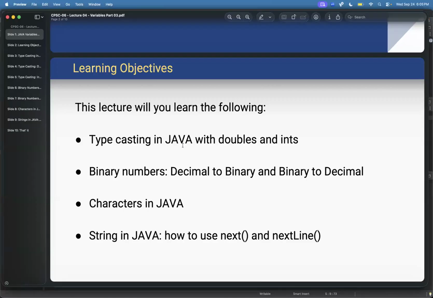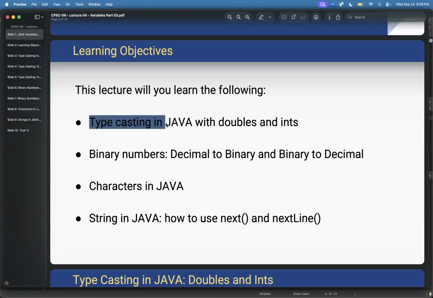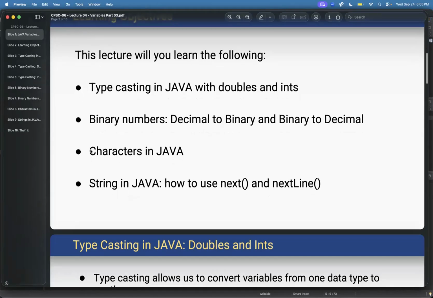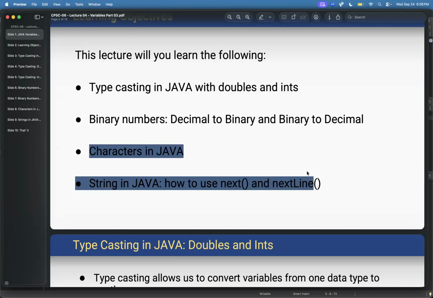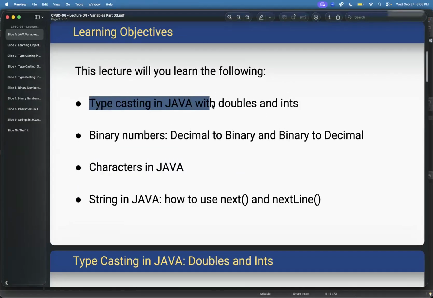All right. So typecasting, which we're going to talk about soon, binary numbers, which is decimal to binary and binary to decimal both ways, and then we have characters in Java. Characters are like letters or symbols on the keyboard. It's likely that I will not be able to do characters and strings in this video without it going over an hour. So we'll at least try to do typecasting and binary numbers, at least to some extent, in this video. Let's go ahead and get started.